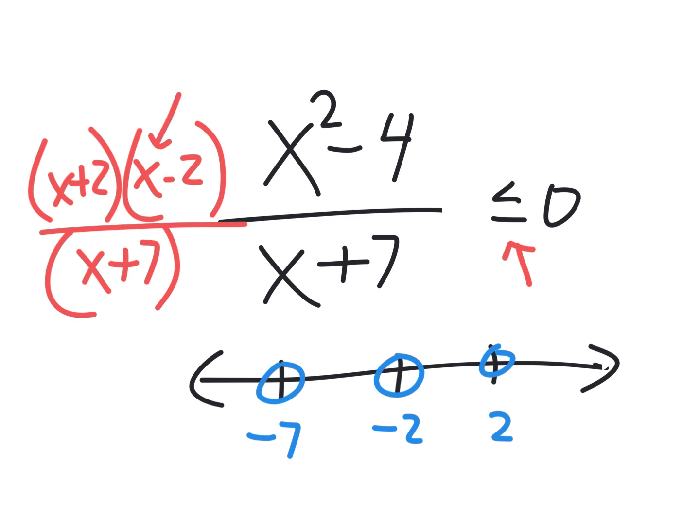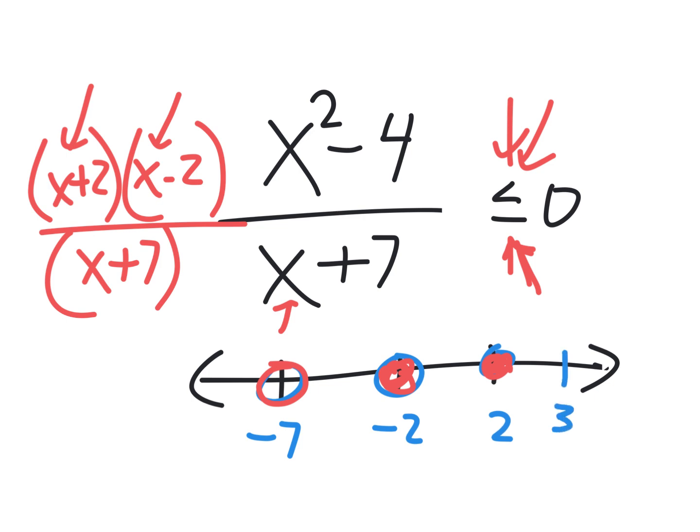Wrong. You think about each of them. 2 makes the top 0, so it makes it equal to 0. So 2 works. -2 makes the top 0, so it's equal to 0, so that works. But -7 makes the bottom 0, and that does not leave you any answer. There's nothing. It doesn't exist if the bottom is 0. Empty. So test them all. Don't just assume, oh, it's got an equal to sign, I should fill them all in. Nope. And then last, you have to test all the intervals.